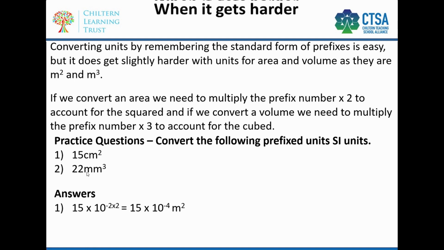And in this one, we've got 22 millimeters cubed. Well, we already know the milli stands for minus 3. Because it's cubed, we're going to times it by 3, so we can write 22 times 10 to the minus 3 times 3. And again, that simplifies to 22 times 10 to the minus 9 meters cubed. So you can see, again, it's still easy to just replace the prefixes. However, this time it is slightly harder because we need to remember there is a squared and a cubed there as well. So that's really all you need to know for converting units.